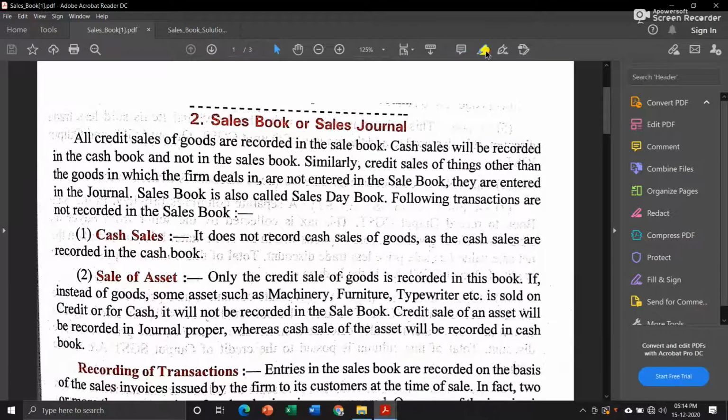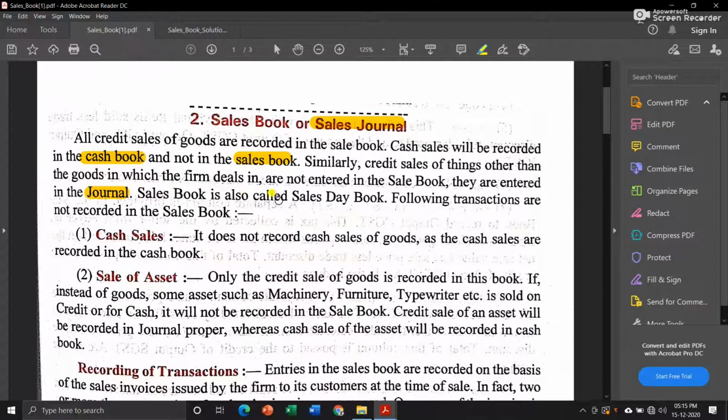Now when we discuss sales book, or it is also known as sales journal, all the credit sale of goods are recorded in the sale book. Now in purchase book we used to record all the credit purchases of goods. In a similar manner, all the credit sale of goods will be recorded in sale book. Cash sales will be recorded in the cash book. As we already know, all the cash transactions are recorded in cash book and not in the sales book. Similarly, credit sales of things other than goods in which the firm deals are not entered in the sale book. If we sell any furniture or any office equipment, those sales will not be recorded in sale book. They are entered in the journal.